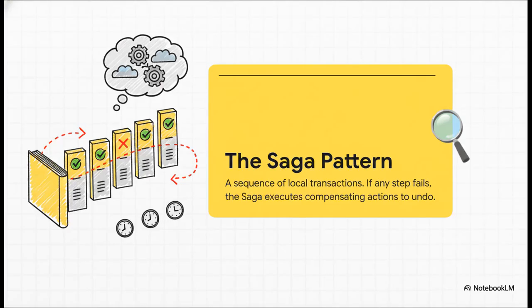So, what exactly is a saga? Well, think of it like a story with a bunch of chapters. Each microservice handles its own little piece of the story, its own local transaction. If all the chapters complete, great, we have a happy ending. But if one chapter goes wrong, the saga basically starts telling the story backward, undoing each previous chapter to get everything back to how it was at the start.